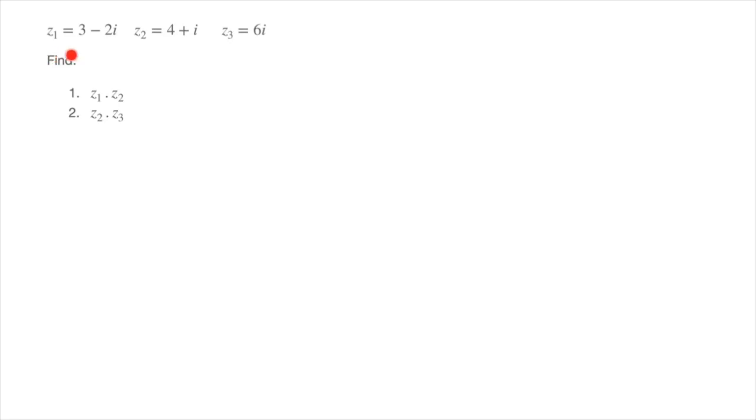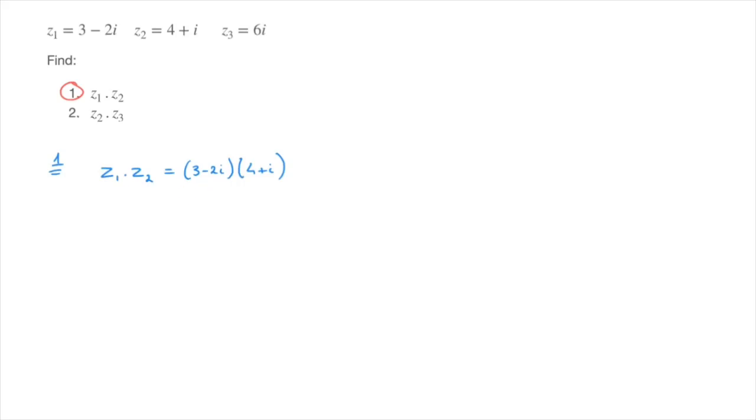We can see here that we're given three complex numbers, and the first thing we're asked to do is to find the product of z1 times z2, where both z1 and z2 can be read at the top of the page here. So let's go ahead and do that. So that's question 1. Now z1 times z2 is equal to 3 minus 2i, which I write in parentheses, times 4 plus i, which I also write in parentheses.